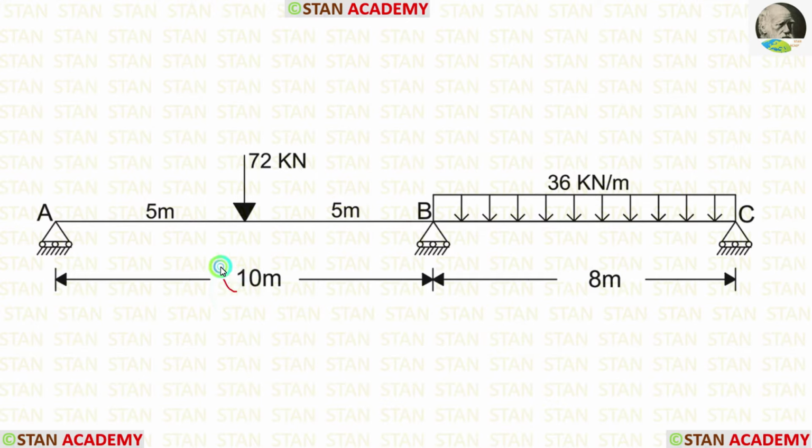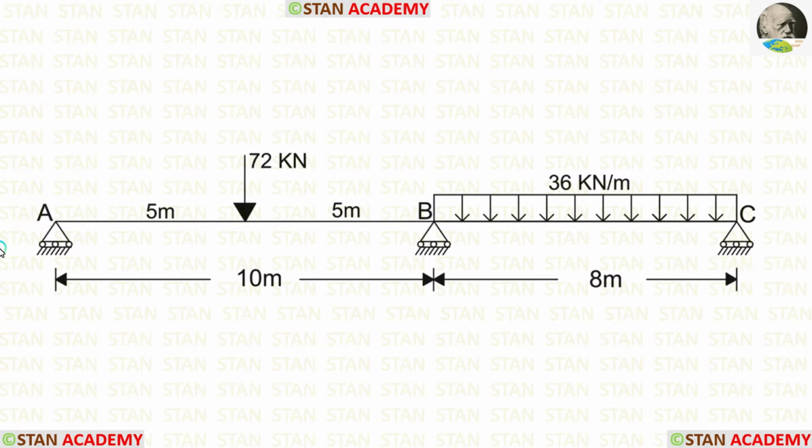Span AB is 10 meter long, span BC is 8 meter long. There are three supports in this beam, in the point A, in the point B, and in the point C. All the supports are roller supports. In the slope deflection method, we have to check the number of supports in which slope can occur.